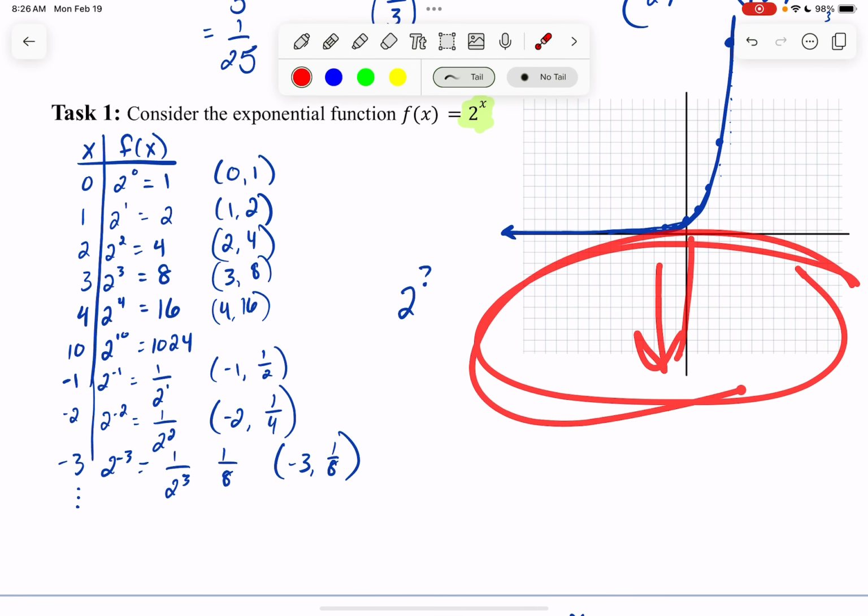And that's true for all of them. All of these go from 0 on up. None of them ever go down here. There's nothing down there for any of them. So they all have a domain of all real numbers. They all have f of x greater than 0.